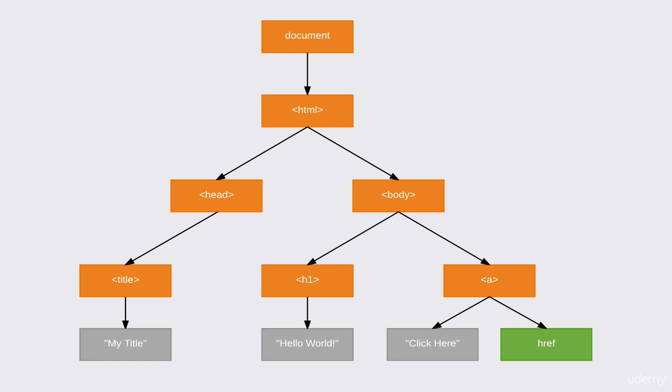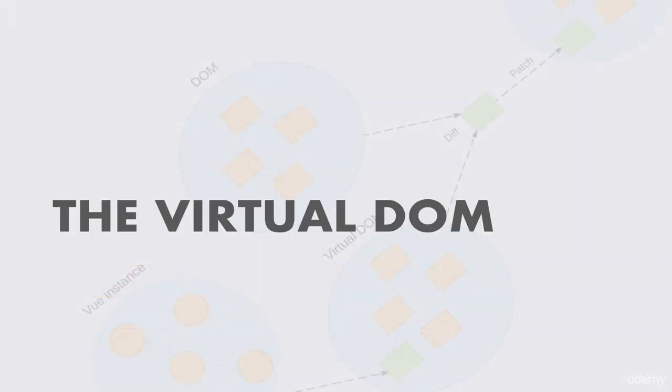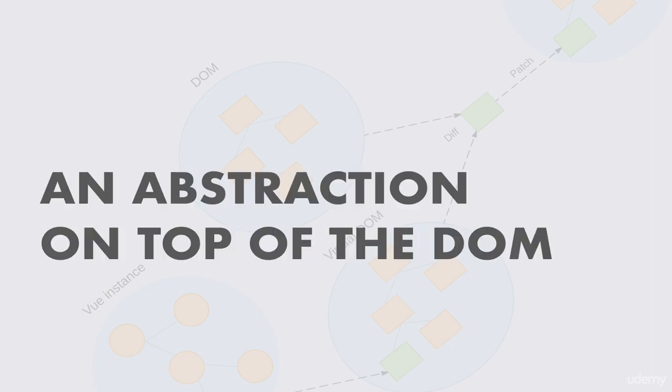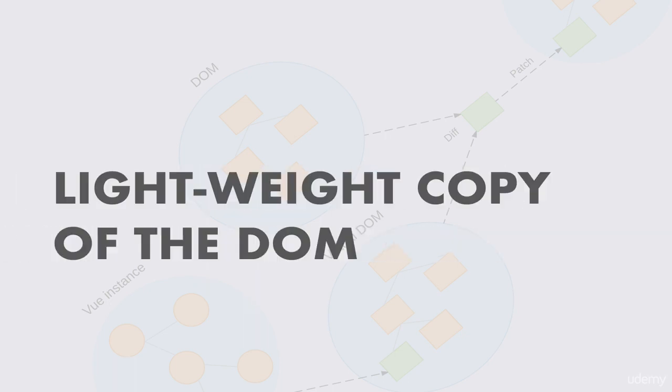This is all fine and dandy when working with small web applications, but as applications grow, manipulating the DOM starts to be slow and computationally expensive. This is where the virtual DOM comes into play. The virtual DOM is basically an abstraction on top of the DOM that uses custom JavaScript objects. You can think of it as a lightweight copy of the DOM.